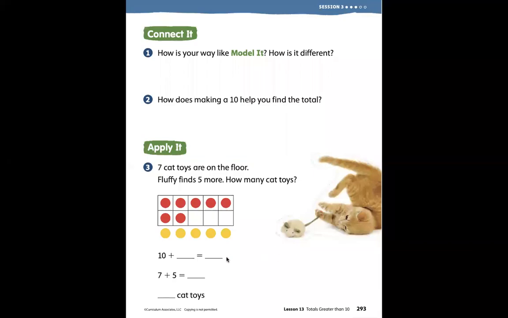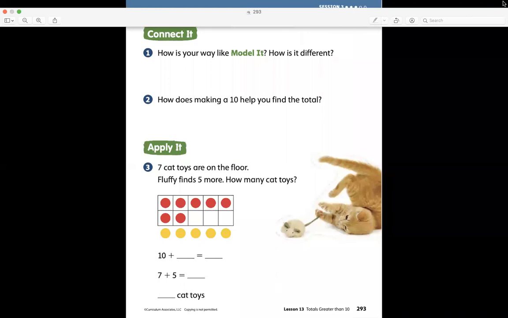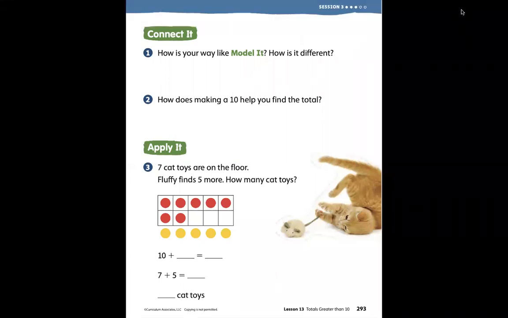Lesson 13, Session 3, page 293. Connect it. How is your way like model it?